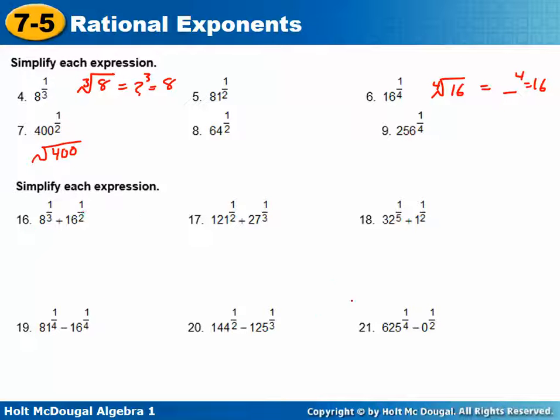And in 16 through 21, it's really the same thing, except that you're going to do this twice, and then you'll add or subtract your answers because of the operations in between them. So let's look at number 20. We have the square root of 144. That's 12, minus the cubed root of 125. So we have to find the number that when you cube it, when you take it to the third power, you get 125. That ends up being 5, so then you just subtract and get 7. 12 minus 5 is 7.